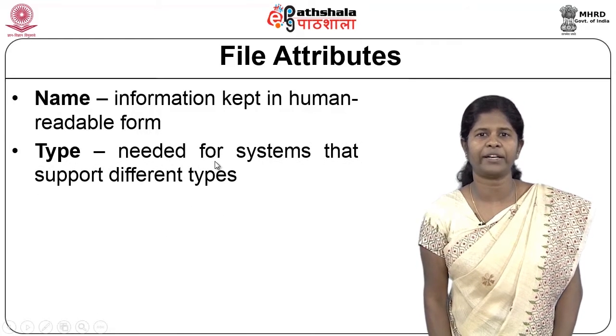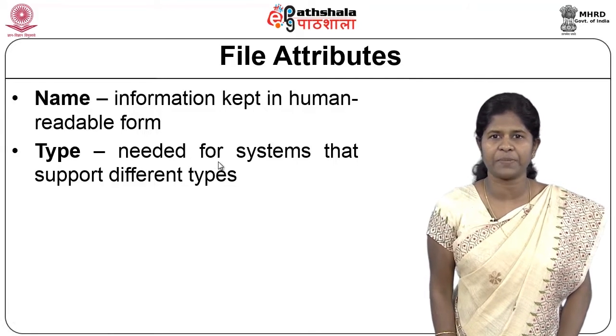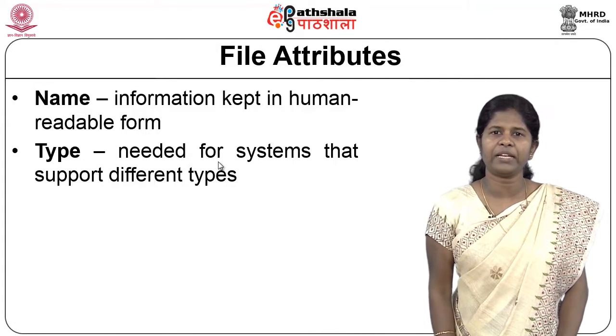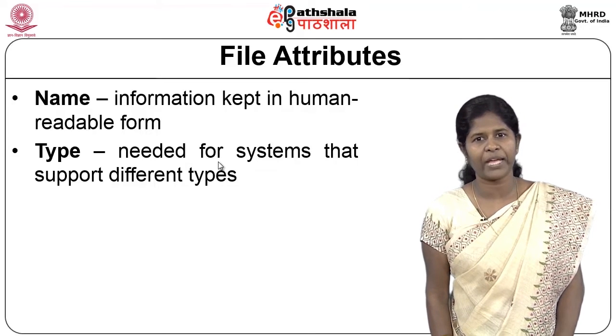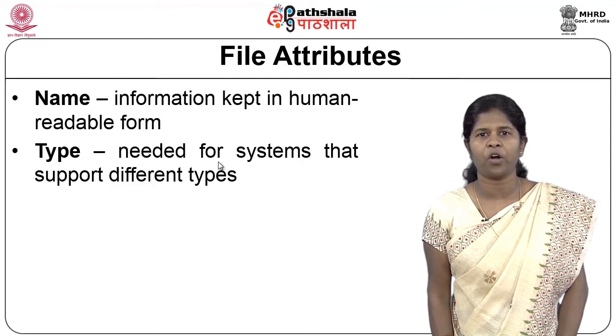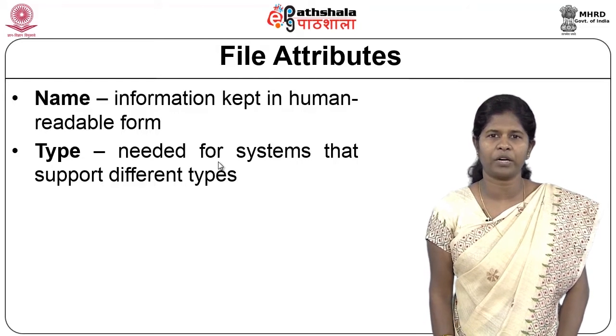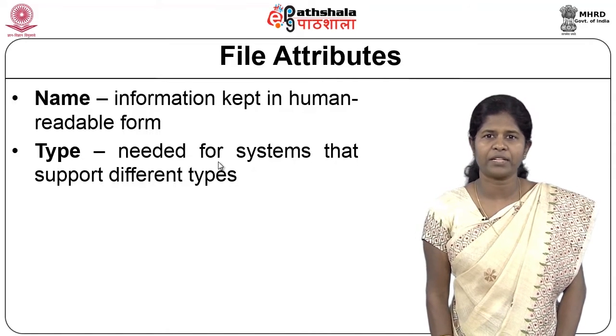Then you have the type of the file. When you have systems that can support different types of files, each type of file is identified using a different extension. For example, we have machines where we store .txt, a text file, or .doc, which is a word file, or you can have .xls and so on.